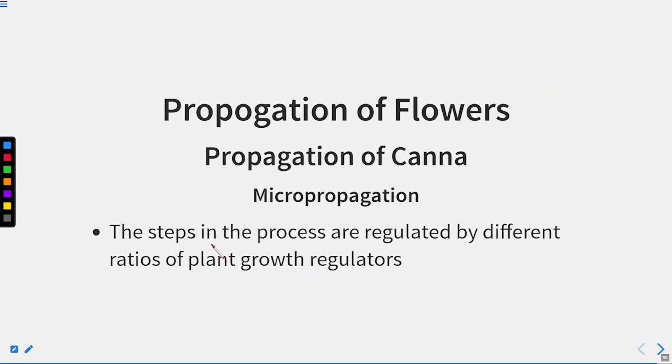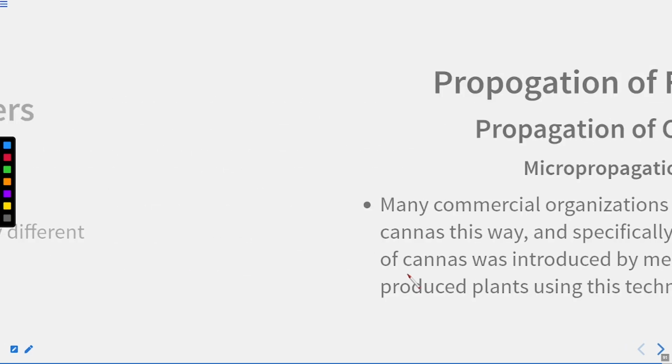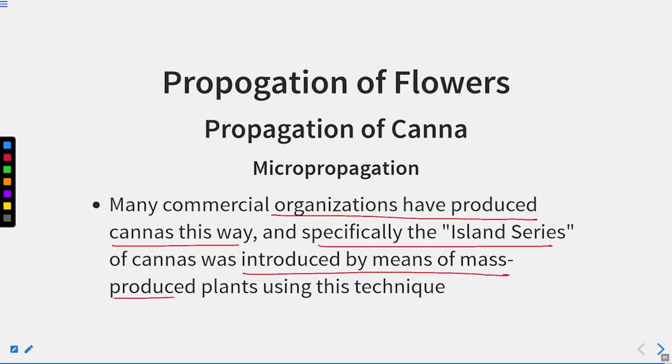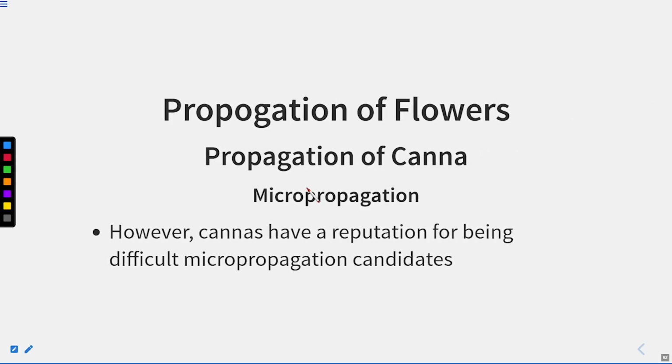The steps in the process are regulated by different ratios of plant growth regulators. So we have different regulators that allow the growth of roots or shoots accordingly. Many commercial organizations have produced canna in this way, and especially the Island series of canna was introduced by means of mass-produced plants using this technique. So the micropropagation technique has been used for commercial growing of this particular plant.